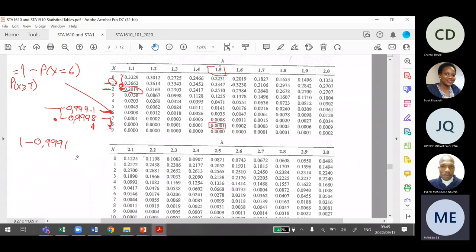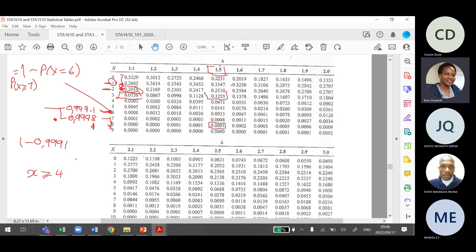May I ask one more question? You can. If it's x greater than or equal to 4, would it be correct then to say 1 minus x less than or equal to 3? Since the tables are cumulative. If the tables are cumulative, yes, you will do that.